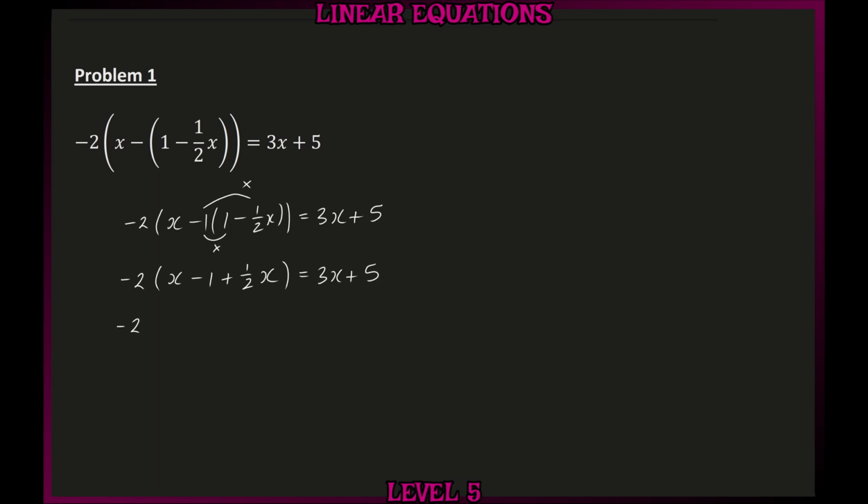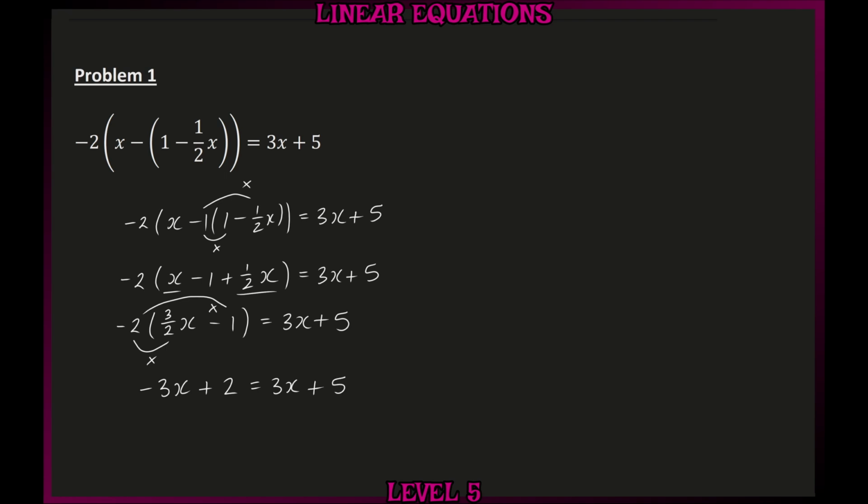So we have minus 2 multiplied by, and the x plus a half x become 1.5x, or 3 over 2 x. And we still have a minus 1 inside that bracket, and that's equal to 3x plus 5. Now staying on the left, we can now expand the second bracket. So we have minus 2 multiplied by 3 over 2x, which gives us minus 3x. And minus 2 multiplied by minus 1 gives us plus 2, and that's equal to 3x plus 5.